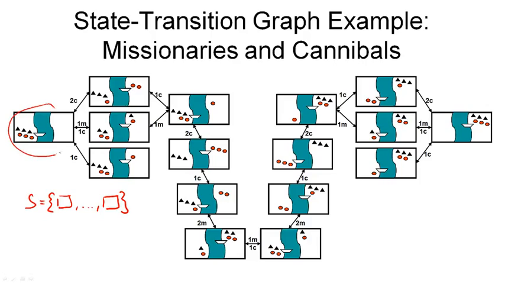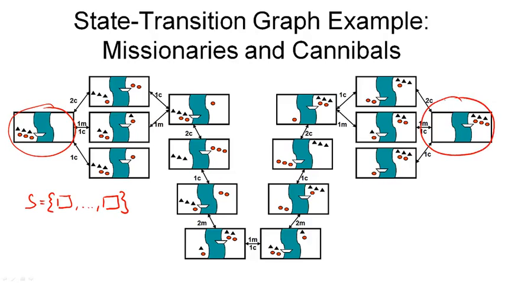So this is the initial state, as we've seen in the previous slide, where all the missionaries and cannibals are on the left-hand side of the river. And over here on the right, we have the goal state, and in this goal state, all the missionaries and cannibals are on the right-hand side of the river.